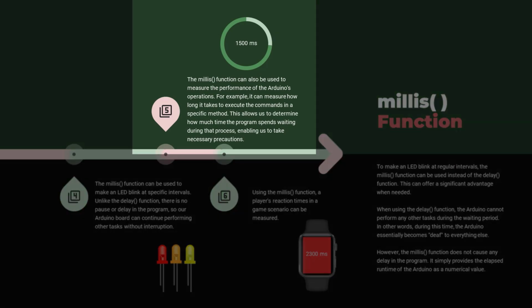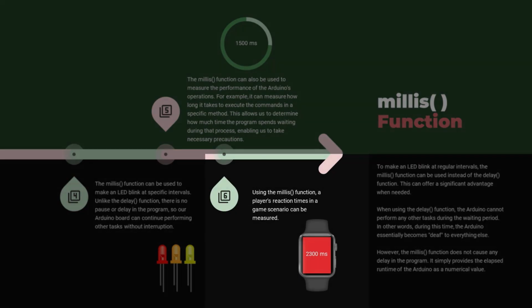The Millis function can also be a valuable tool for evaluating the performance of the Arduino's operations. For instance, it can measure the exact time it takes to execute the commands within a specific section of the program. By doing so, we can identify how much time the program spends in that part of the process and determine if any unnecessary delays are occurring. This insight allows us to optimize the code and take necessary precautions to improve efficiency. Whether for troubleshooting or refining the program, Millis provides a simple yet powerful way to analyze time-related aspects of the system.